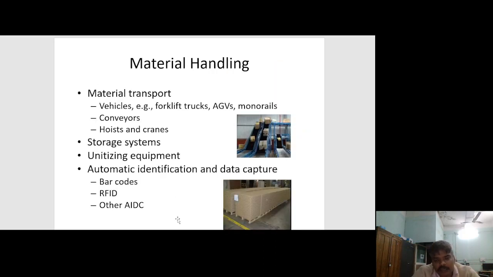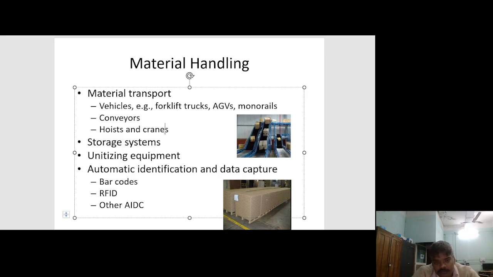Next, material handling. How we handle the material during the processing. Material transport: we use vehicles. Examples: forklift, truck, monorails, AGV, conveyor. Conveyor is used for transferring material from one machine to another machine. Hoists and cranes are for heavy items, to move them from one location to another for doing different operations.